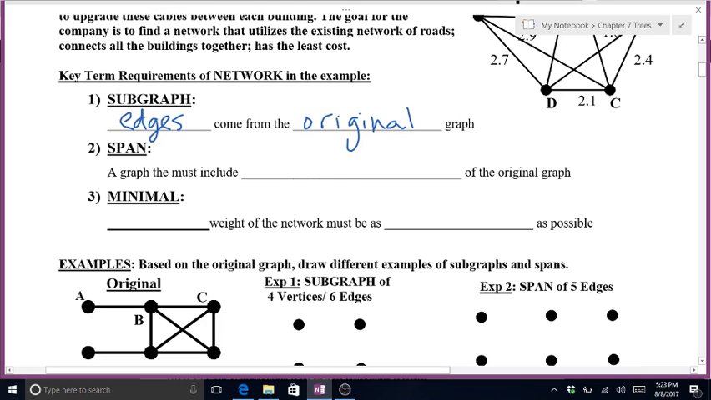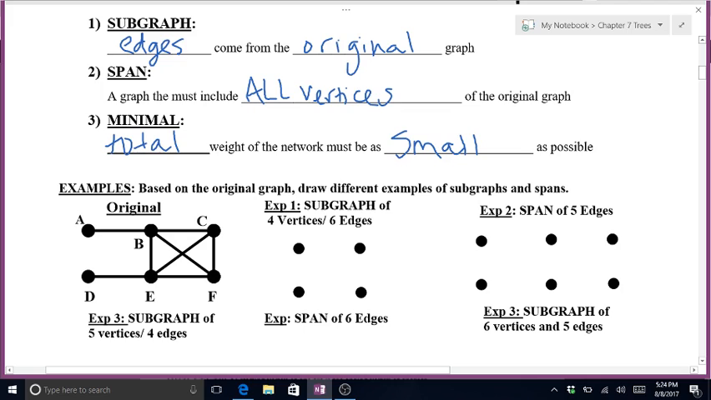And the last one is minimal. This is when the total weight of the network must be as small as possible. Again, we're looking for that optimal answer. We're looking for it to be small. So let's look at some examples that explain these vocabulary words.